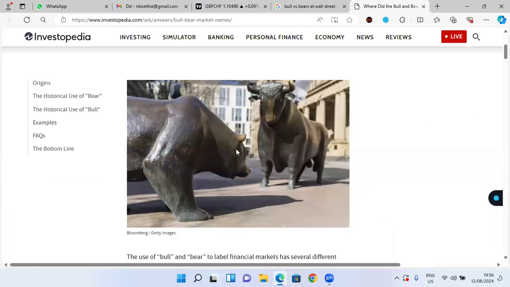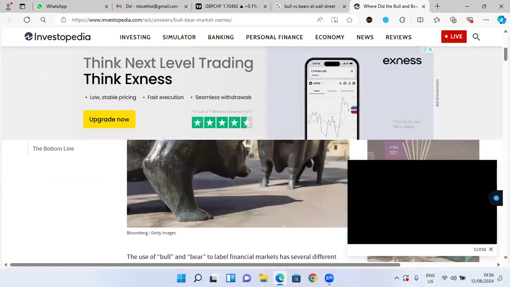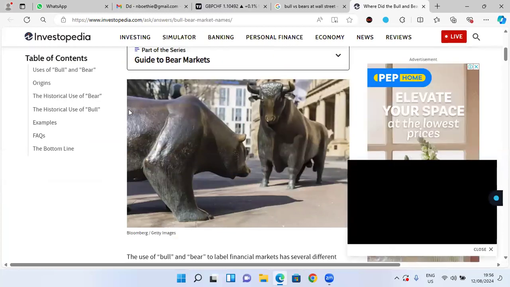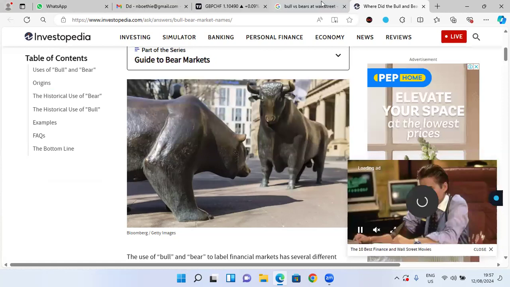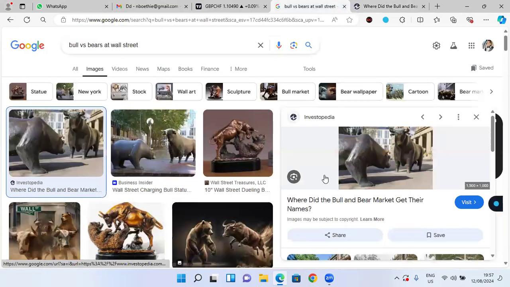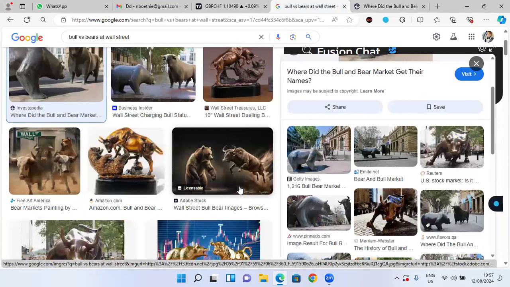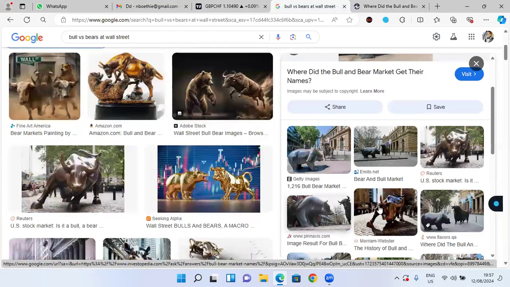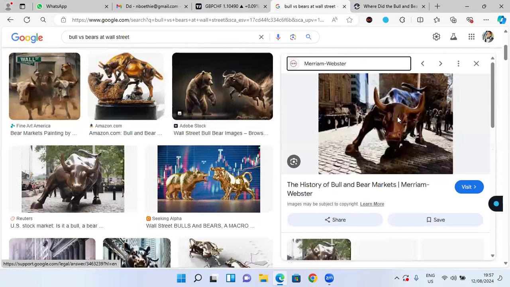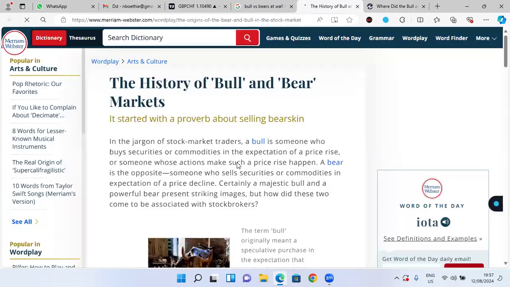Let's say we pick this image. In the Forex market, you'll mostly see these images of bulls and bears, where a bull symbolizes a price going up, and a bear symbolizes a price going down. This is common, even in movies, you will see this image a lot.